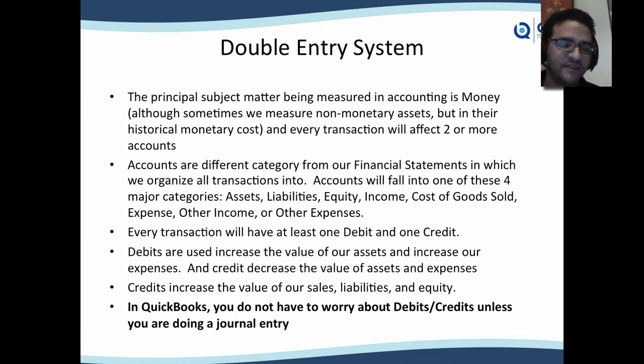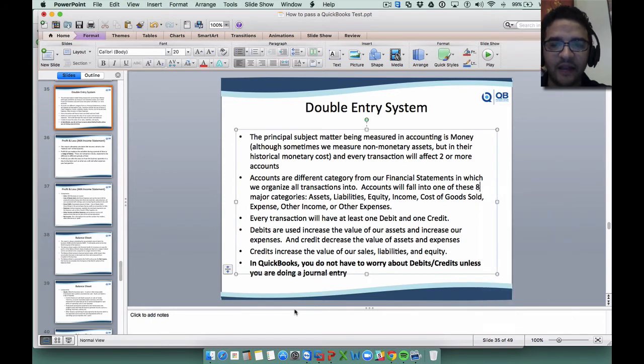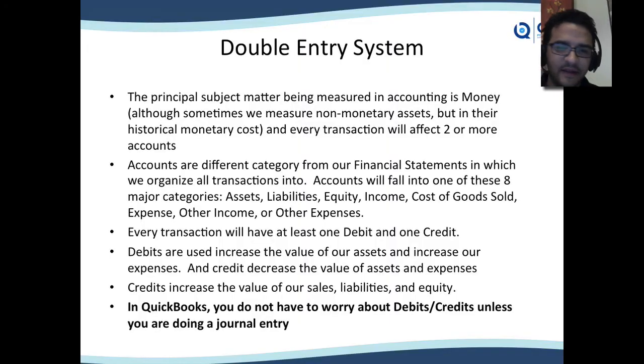One of the two principal financial statements, the profit and loss and the balance sheet, which we'll speak about pretty briefly. These accounts will be organized into these financial statements, and they're going to fall into one of these 8 categories. So there are eight possible categories in a financial statement, especially in a QuickBooks financial statement. Those 8 categories are going to be assets, liabilities, equity. Those three are part of the balance sheet, or income, cost of goods sold, expenses, other income, or other expenses. Those last 5 are part of the profit and loss or the income statement.